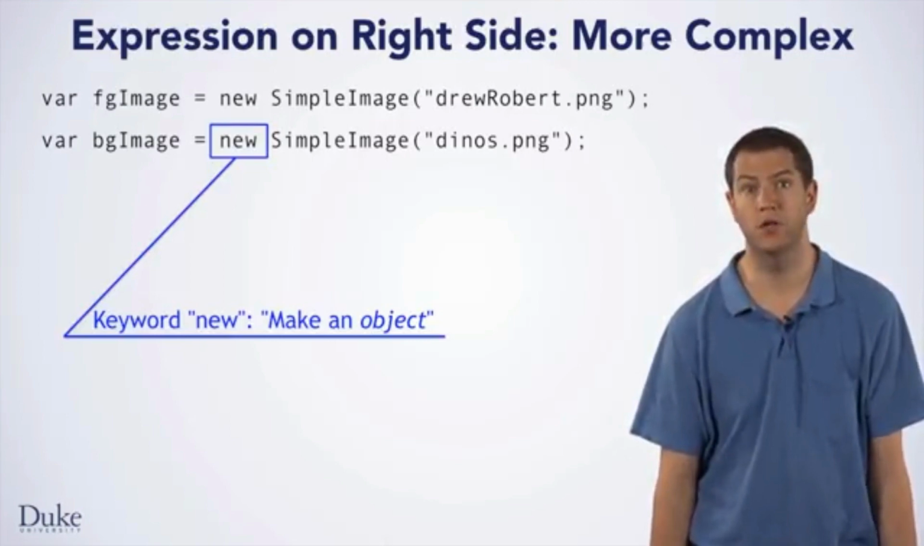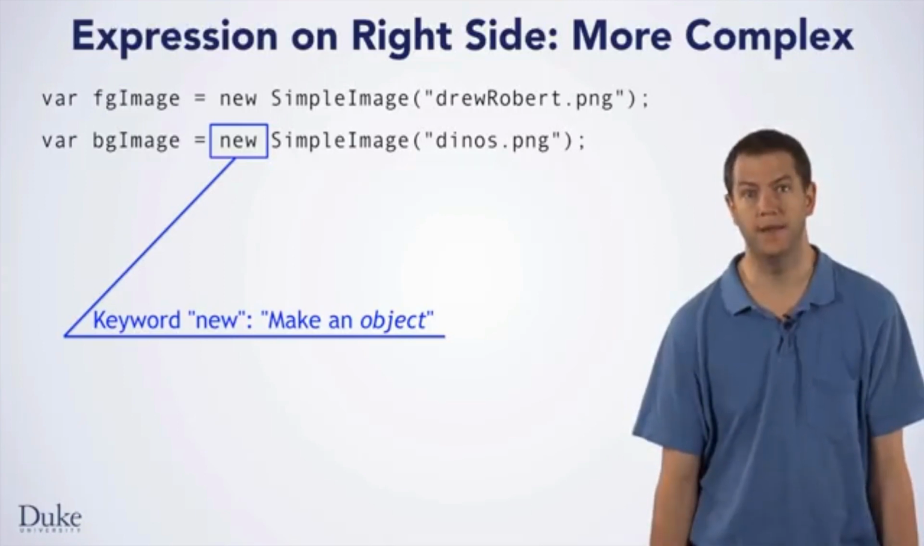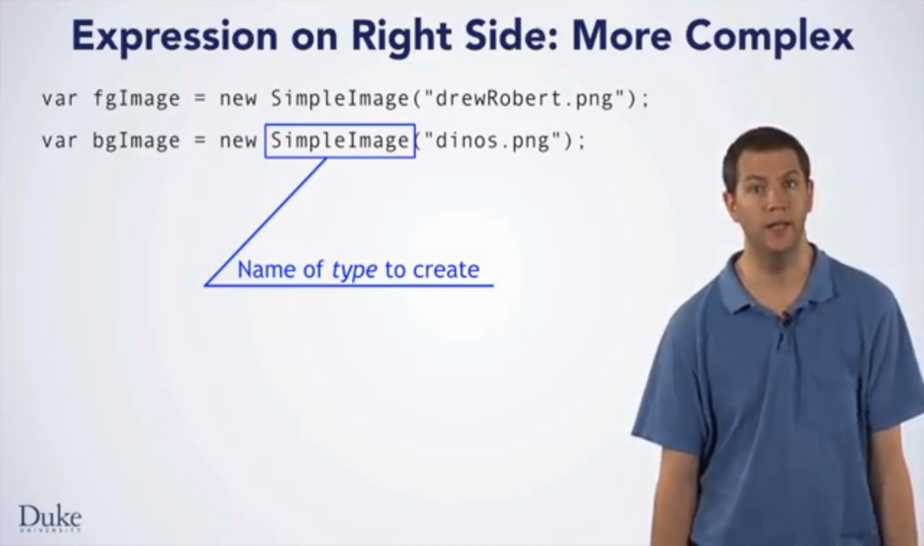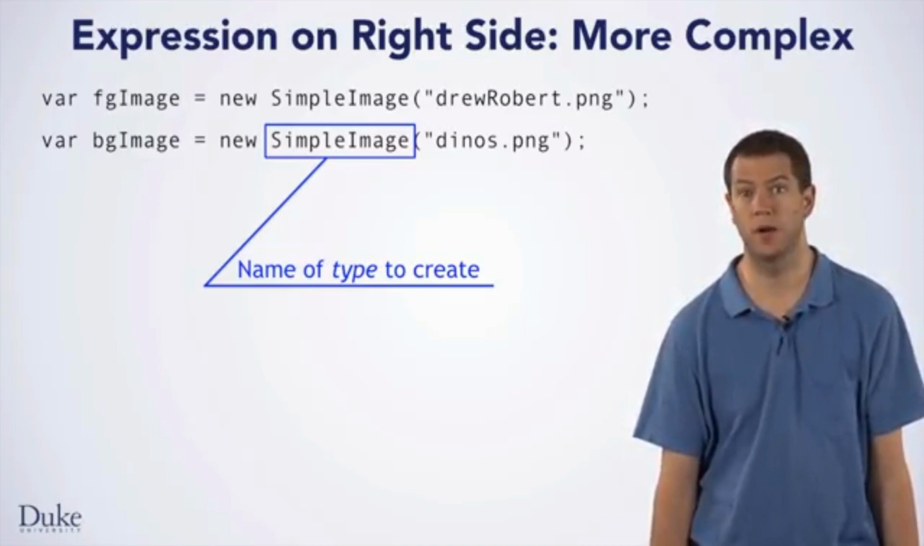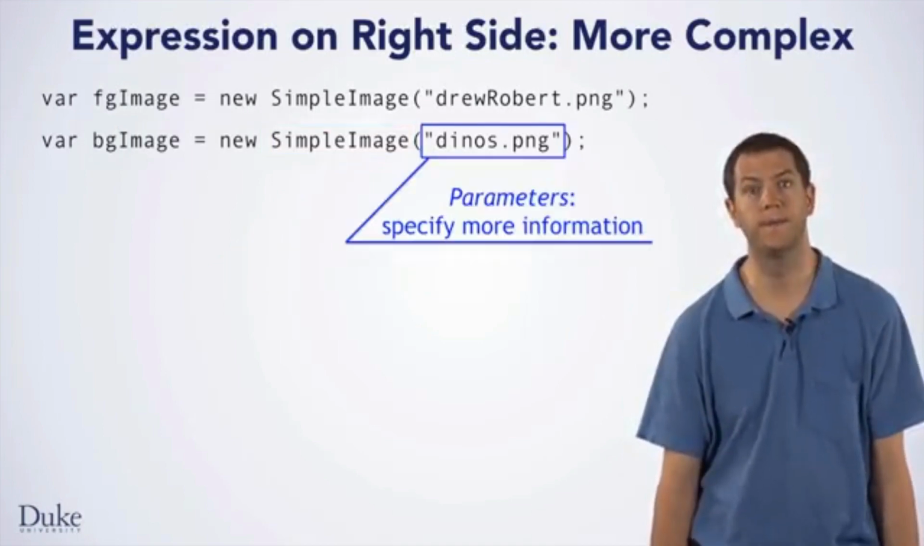First, we have the keyword new. This tells JavaScript to go create a new object. What is an object? It is a piece of data which also has methods that can operate on it. In the case of an image, you'll be able to examine and modify its pixels with these methods, which you will learn about soon. Next is the name of the type to create. Here, you want to make a simple image, which is part of the Duke Learn to Program libraries and gives you a simple way of working with images to get started.